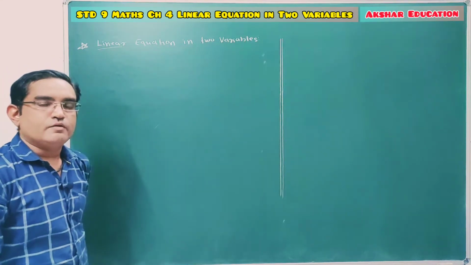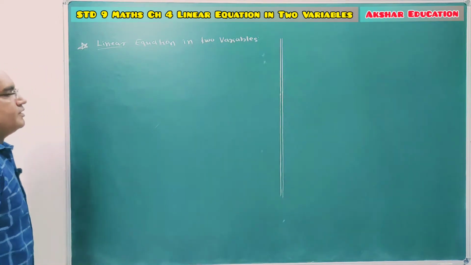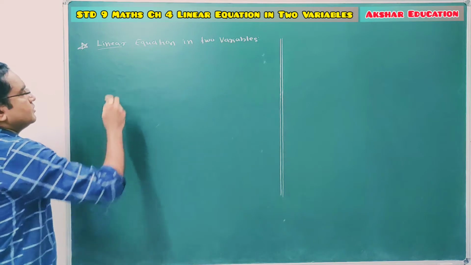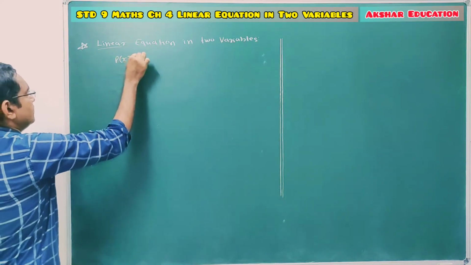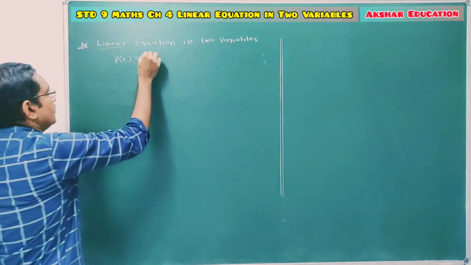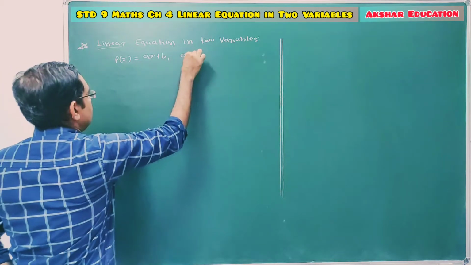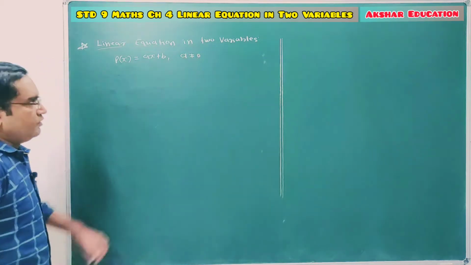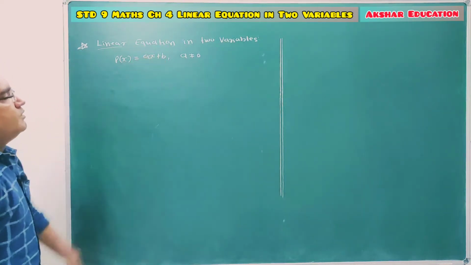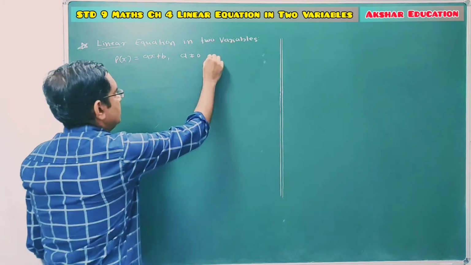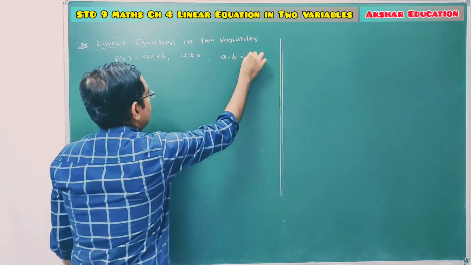In our second chapter we have discussed different types of polynomials based on their degree. In that topic we have discussed the polynomial with degree 1 is known as linear polynomial, and the standard form of linear polynomial is ax plus b, and the condition is a is not equal to 0. So here what is a and b? A and b are real numbers.